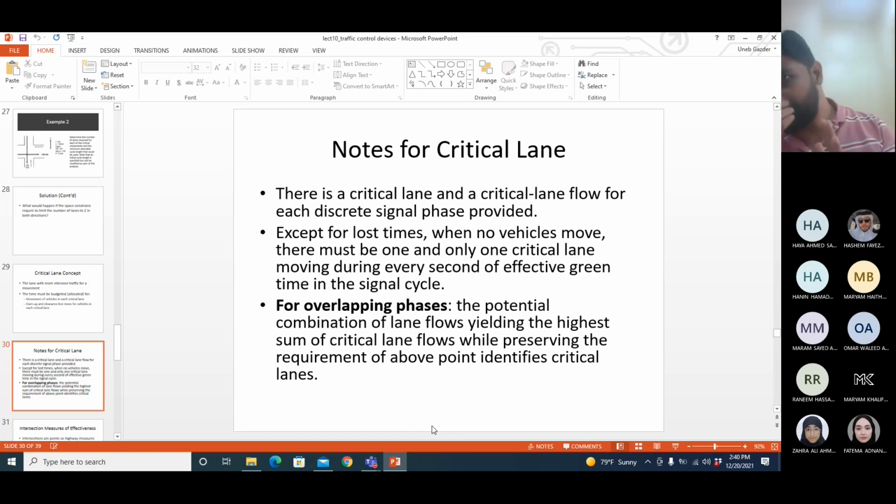Okay, so apart from the lost time, there should be no second in the remaining cycle length that is without a critical lane moving.